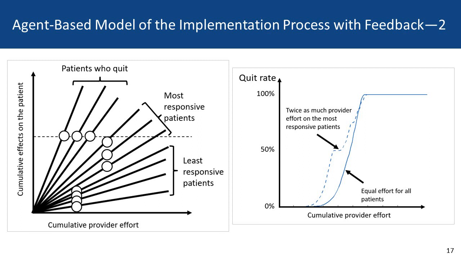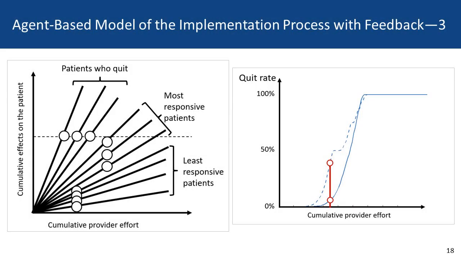Another way to look at these 2 curves is to see what happens when we have a fixed amount of cumulative provider effort. And here what we're talking about is the provider effort at the site level. It will be the average effort for all patients. And if you compare the 2 results, you see that when the provider provides twice as much effort to the most responsive patients, then the quit rate becomes much higher. This could be interpreted in terms of efficiency, because by giving more effort to the most responsive patients, you will get a higher quit rate.